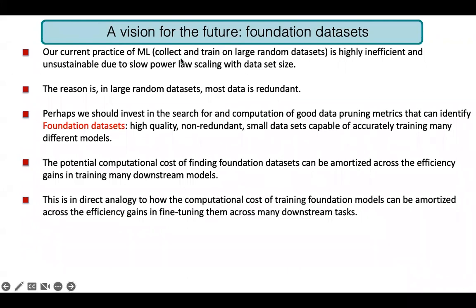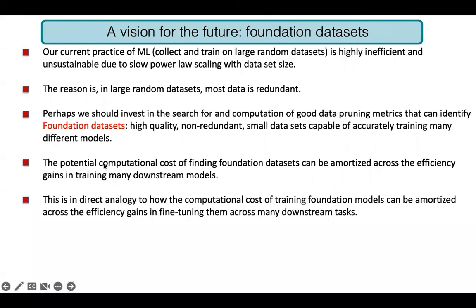So our current practice of ML, collect and train on large random datasets, is highly inefficient and unsustainable due to slow power law scaling with increasing dataset size. The reason is in large random datasets, most data is redundant. Perhaps we should invest in the search for and computation of good data pruning metrics that can identify so-called foundation datasets, which are what I define as high quality, non-redundant, small datasets capable of accurately training many, many models.